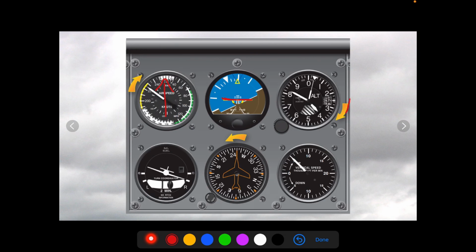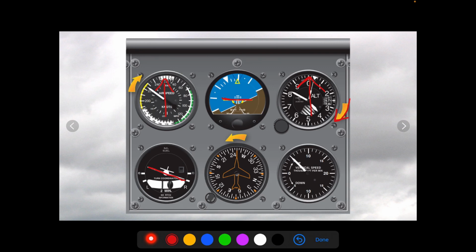Our altimeter, this arrow is pointed clockwise. So that means the needles are moving clockwise. That means our altitude is increasing. Okay. Down here on the bottom left, we have a right standard rate turn, a little bit uncoordinated again, but right turn. And then our right bank.